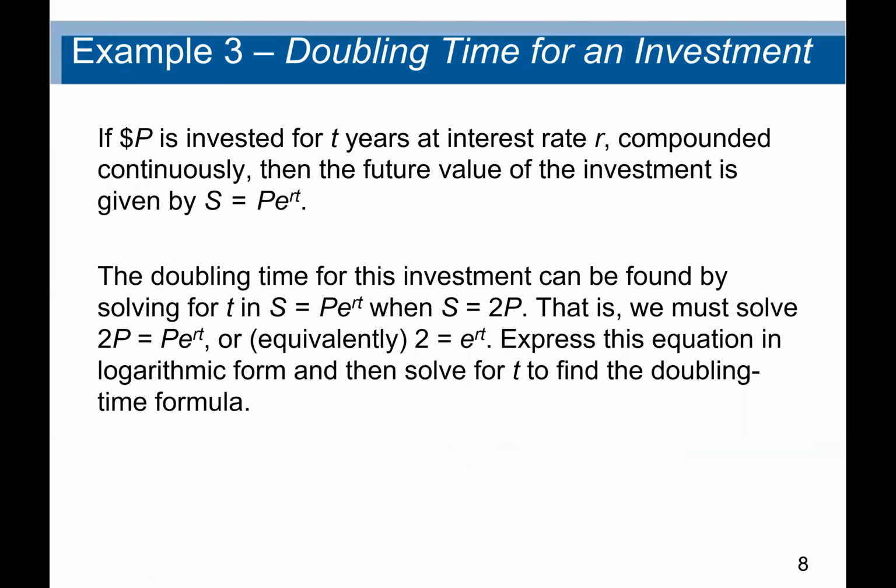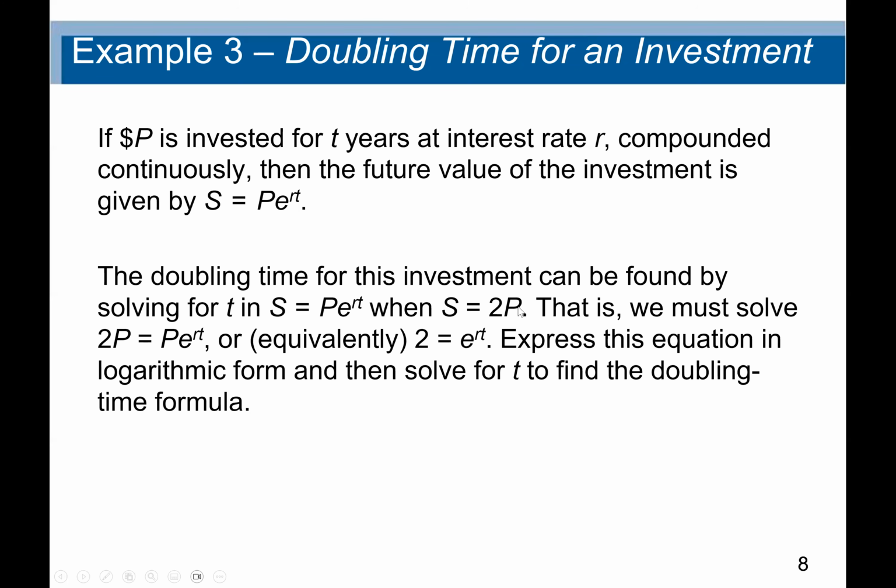If $P is invested for t years at an interest rate of R, compounded continuously, then the future value of the investment is given by S equal to P times e raised to the power of RT. R will be the rate, T will be the time. Now, the doubling time for this investment can be found by solving for T in S equal to Pe^(RT). Since we are doubling, S is equal to 2P.